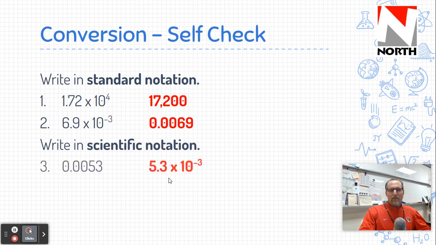These were already in standard form. I wanted to make them into scientific notation. So this one I moved over 1, 2, 3, and it was a small number. So it's 5.3 times 10 to the negative 3. And then this one was 5.7 times 10 to the 7th. So again, my decimal point started here, 1, 2, 3, 4, 5, 6, and 7.